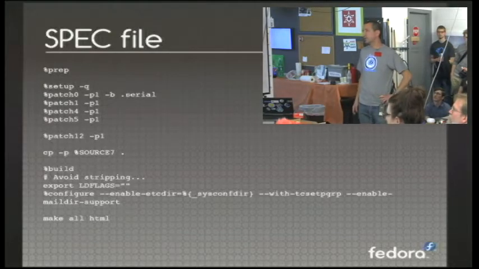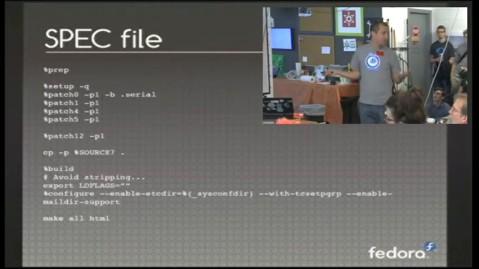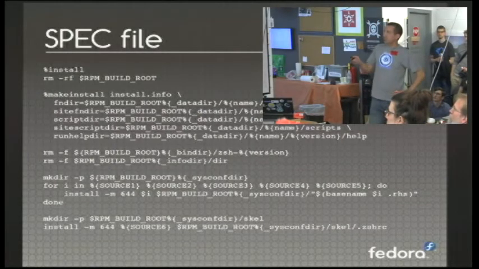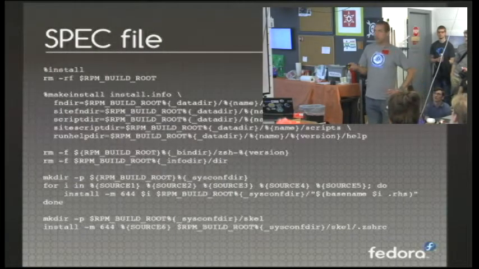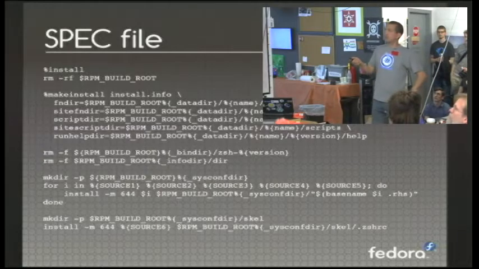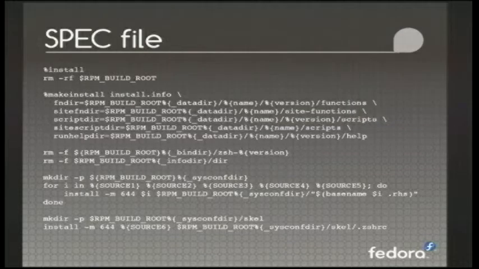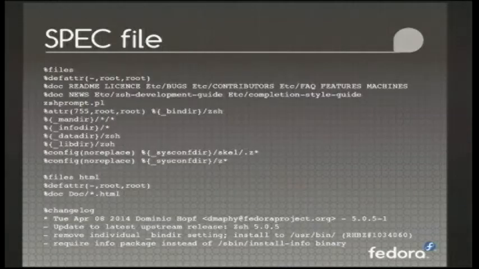Honestly, I'm not exactly sure what one of those options is. And then make all HTML, right? And then install. So this gets to what we were talking about, that you're not actually installing to the running file system, you're installing to an alternate root. So you see these RPM build root substitutions go on here. So we do a make install command. It ends up pushing the content not to the live file system, but to the build root.